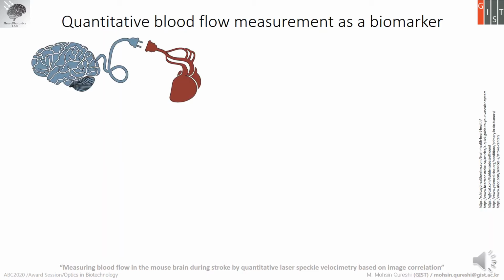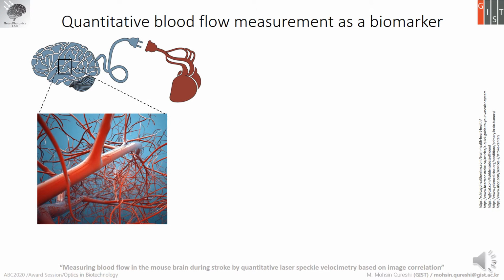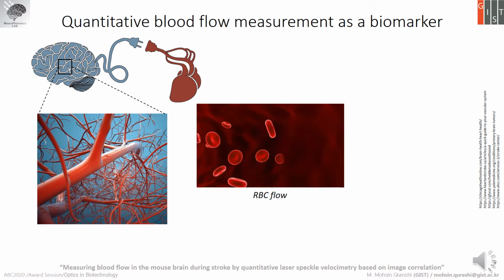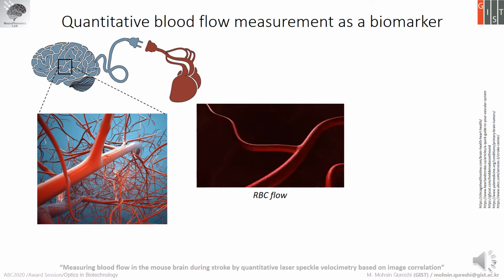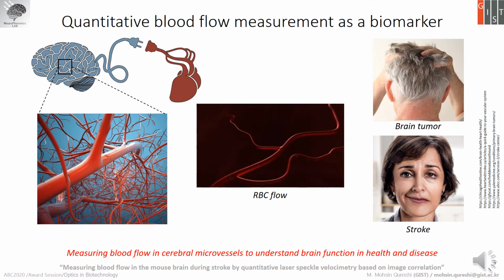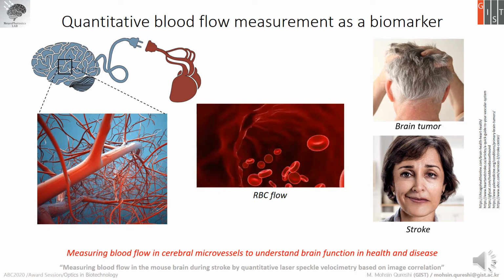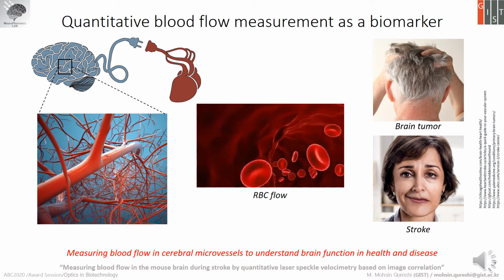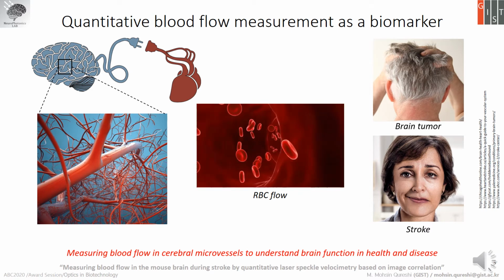The human brain, even though being nearly 2% of the whole body mass, consumes 20% of the body's oxygen and nutrients supply, for example glucose. The microvasculature system and the cerebral blood flow play a crucial role in transporting oxygen and glucose in the brain. Measuring blood flow in cerebral microvessels can be a potential biomarker for studying the normal and pathological conditions of brain metabolism for both clinical and research settings.